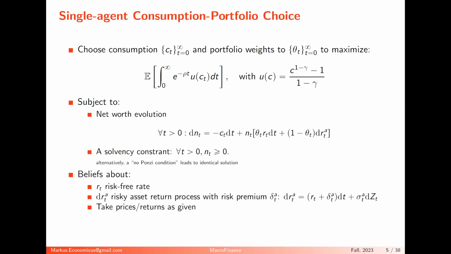So you have some beliefs about the risk-free rate. You have some beliefs about the return process of the risky asset. And we assume here it is just the risk-free rate plus the risk premium delta A, that's just a notation, plus some loading on this Brownian. There's only one Brownian. I shouldn't have said aggregate because there's no macroeconomy here. It's just one Brownian. You have to take the risk.